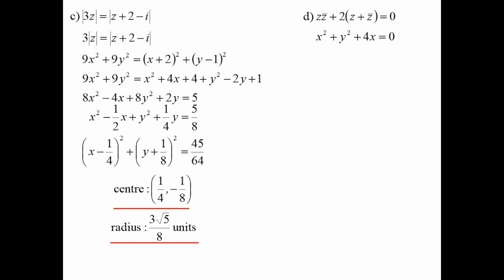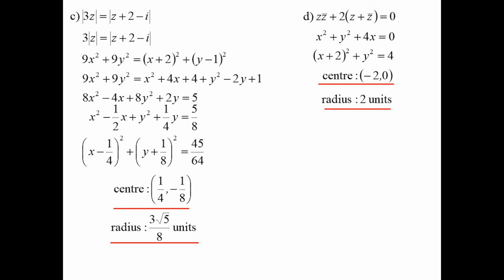Z plus z conjugate, well, if you add them, the imaginary parts are going to cancel, so we'll get twice the real. So I should end up with x squared plus y squared plus 4x is equal to 0. So again, let's complete the square, and it's yet another circle. Centre minus 2, 0, radius 2.